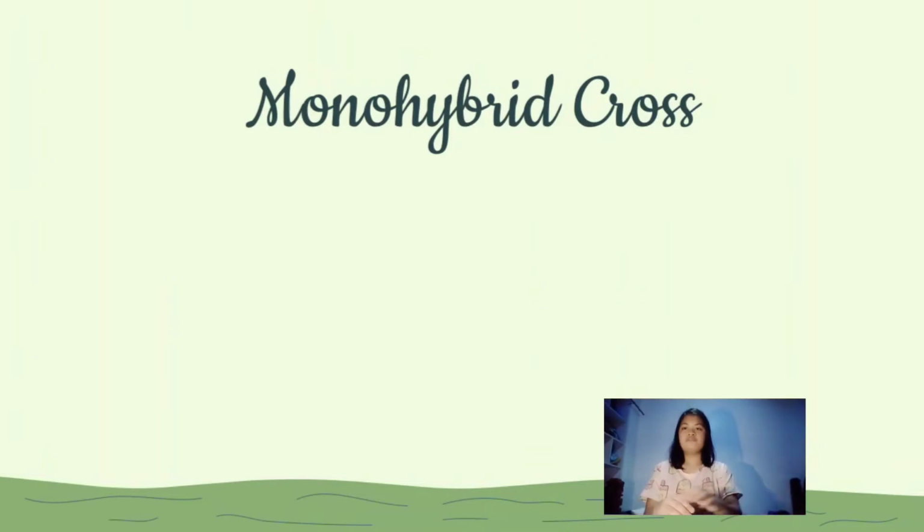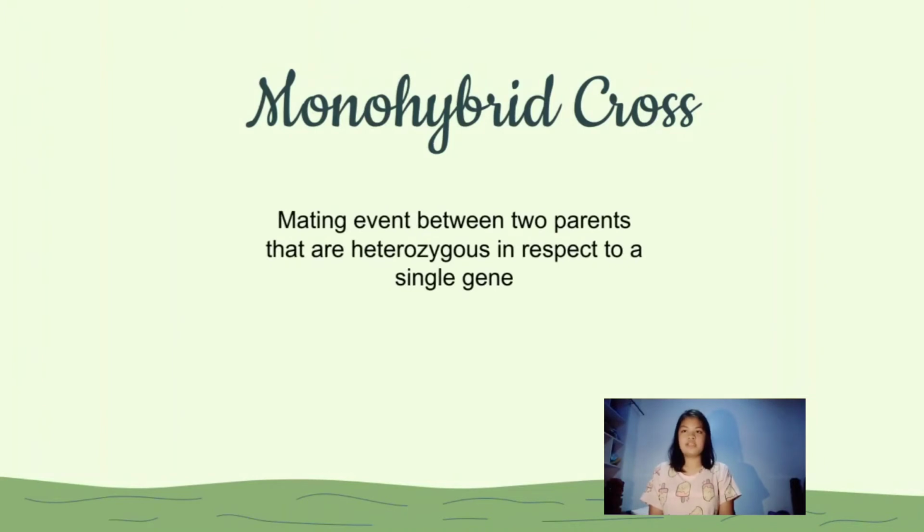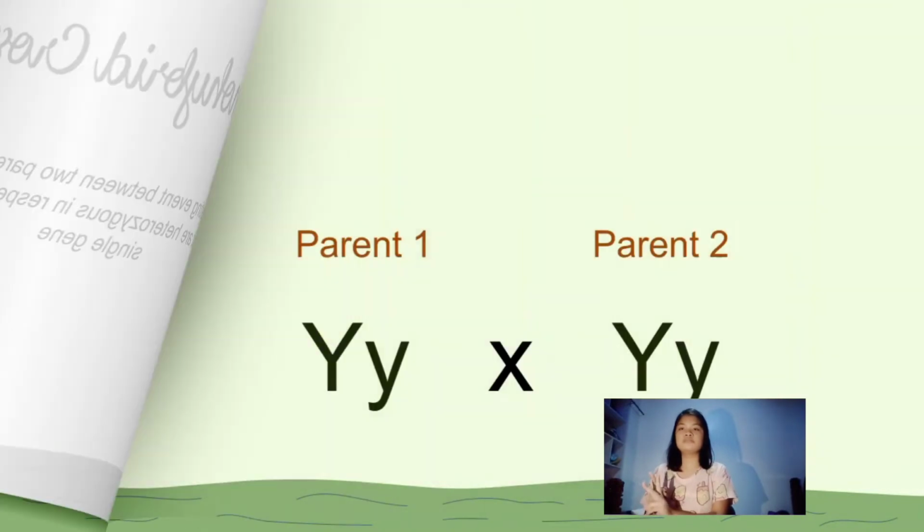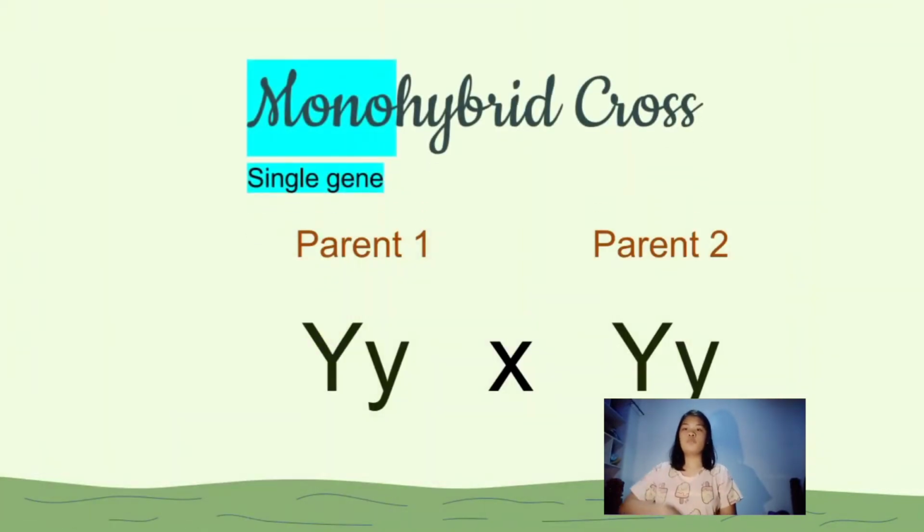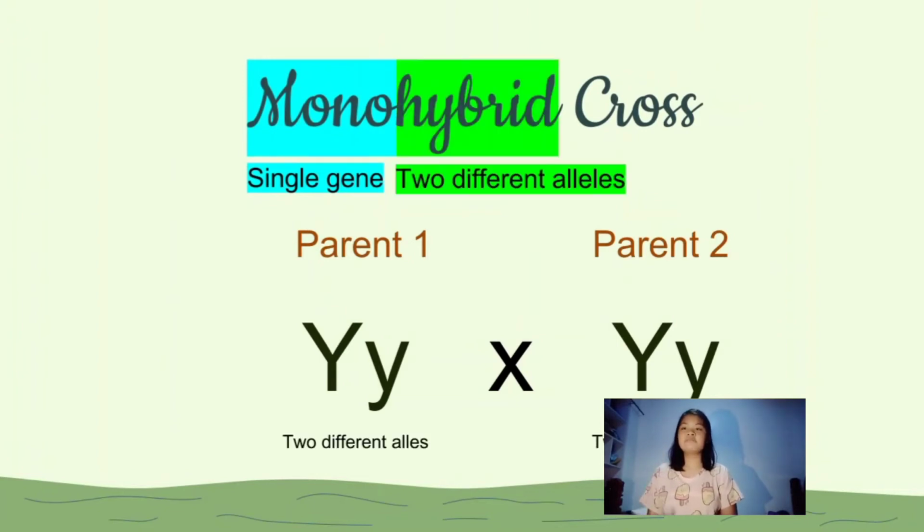Now that we are familiarized with the different terms for the topic, let us get on to the definition of monohybrid cross. The monohybrid cross is a mating event between two parents that are heterozygous in respect to a single gene. This means that each parent carries two different alleles for the gene. Mono, coming from the word one, refers to only a single gene, and hybrid, meaning mix, refers to each parent having two different alleles.